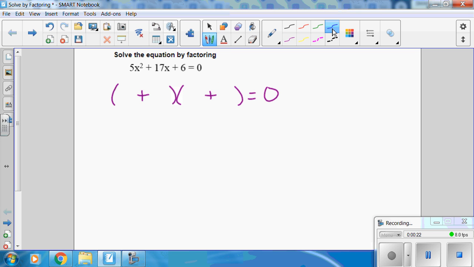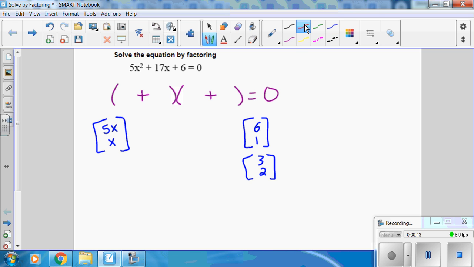Now, we need factors of the first term, 5x squared. So that's just going to be 5x and 1x. And we need factors of the third term, 6. That's just going to be 6 and 1. And we also have 3 and 2. And so from here, we'll take each one of these factors and multiply it with a couple of factors over here. And since the signs are the same, we need to get a sum of 17.